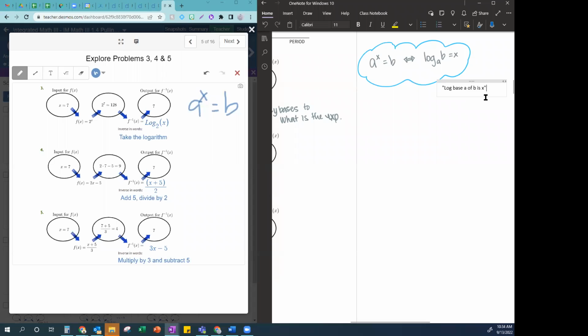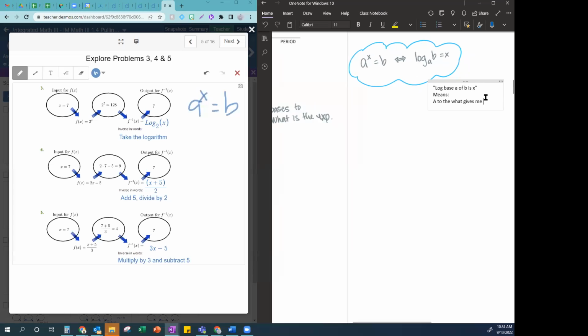So what it actually means is this. A to the what gives me B. Does that make sense? So A to the what gives me B. That's literally what they're asking you about. Okay, so this should be the same.